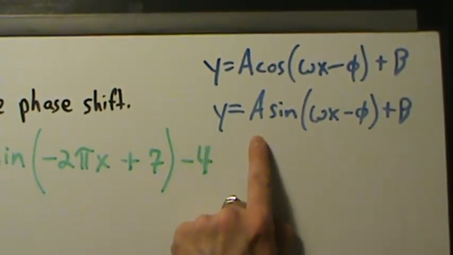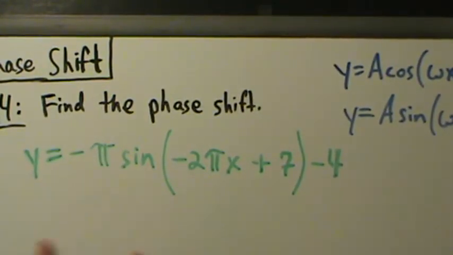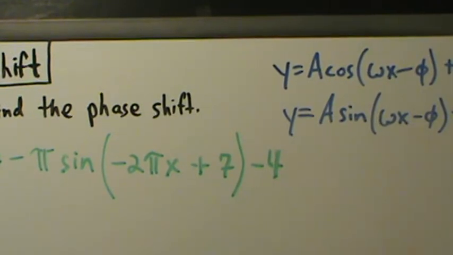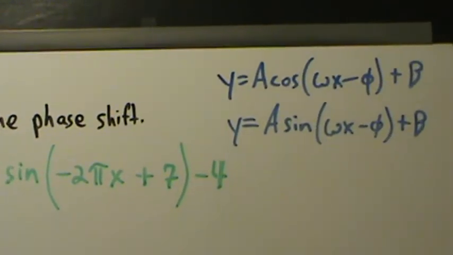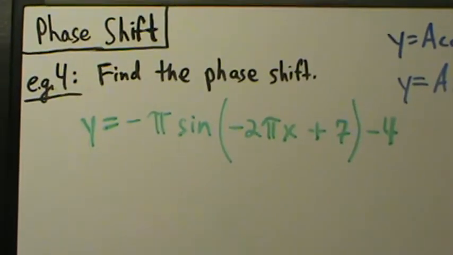So remember, a and b are completely irrelevant for the phase shift. Also, the fact that we have sine and not cosine is also completely irrelevant, as long as we have one of them, right? We just approach it like we've been doing for the first 3 examples. So again, a and b are completely irrelevant. We don't even have to pay attention to them.